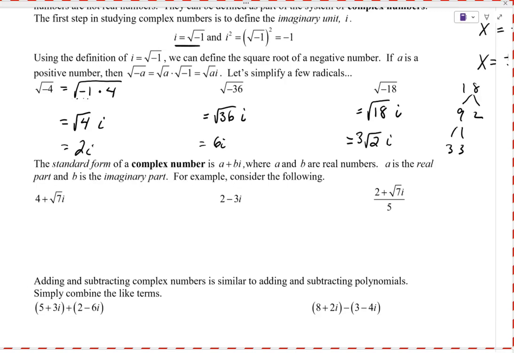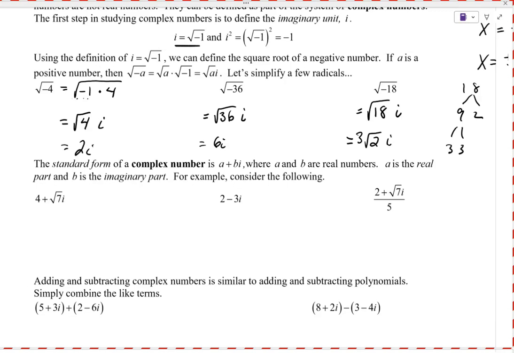We've only had a single term that pops up, right? The first one we saw 2I, the second one we saw 6I, the last one we saw 3 times the square root of 2 times I. But there might be pieces that don't have an I in them. Typically when we have a complex number, there will be a part with an I and a part without an I.